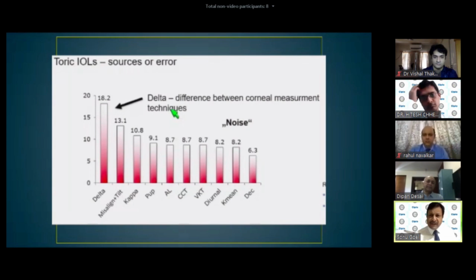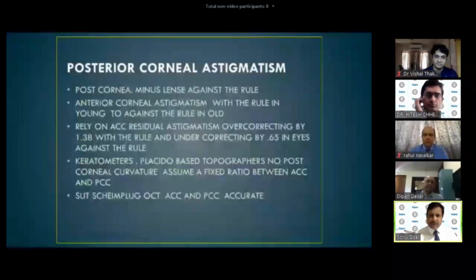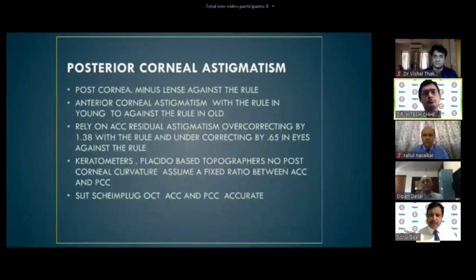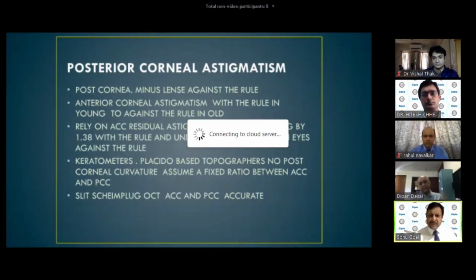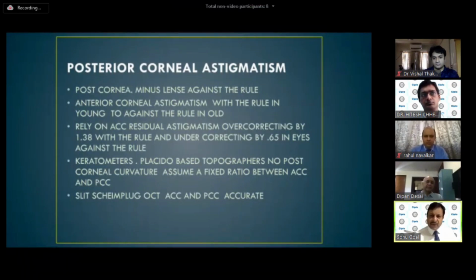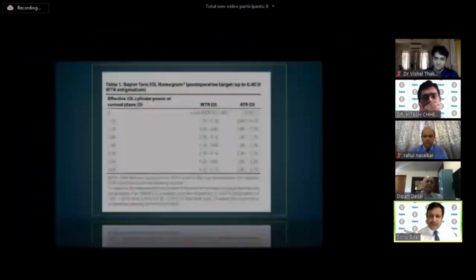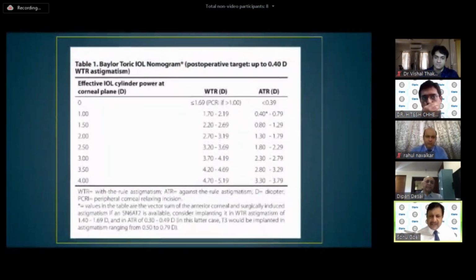So posterior corneal astigmatism, I think everybody knows about this PCA concept. The posterior cornea is basically a minus lens. It is against the rule. So with with-the-rule astigmatism, you tend to overcorrect, and you tend to undercorrect the against-the-rule. So you have to accurately work that out. So the Baylor toric nomogram is what is required, and this comes as an easy help.